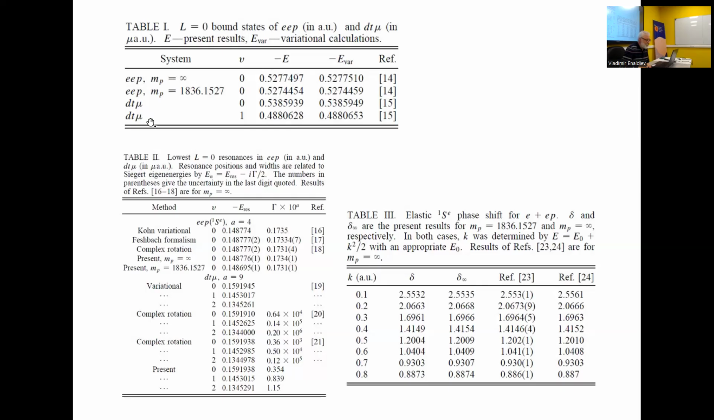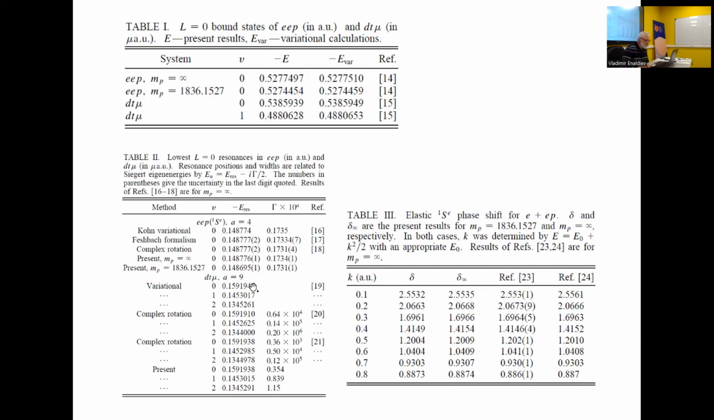And some time ago, I worked on the three-body Coulomb problem, and for me, all these systems were a playground where I applied my theoretical methods. So this dtμ, also bound states in this dtμ were calculated, and this very nicely agrees with what is obtained by this method.